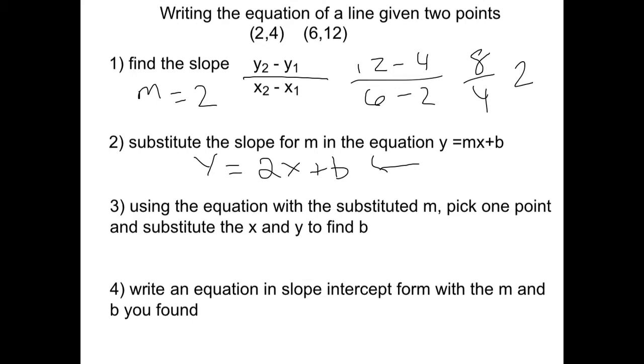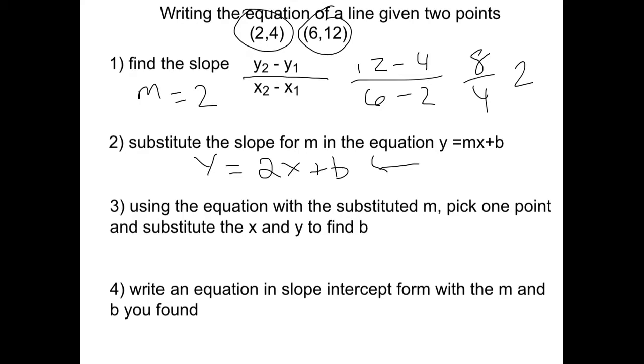The good news is we do know an ordered pair that has an x and a y, and another ordered pair that has an x and a y. And it doesn't matter which pair you choose. So you can either choose 2 for x and 4 for y, because that's one ordered pair, or you can pick 6 for x and 12 for y, that's the other ordered pair. So I'm going to go with the first one.